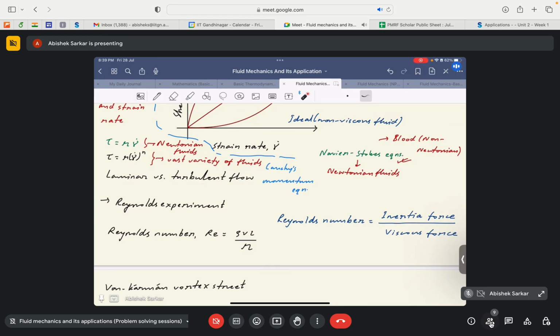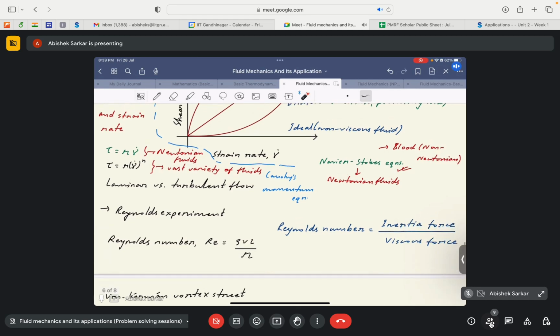So before discussing that, could any one of you please tell me the difference between laminar flow and turbulent flow, or if any one of you has learned about it or known about it before, laminar and turbulent flow?